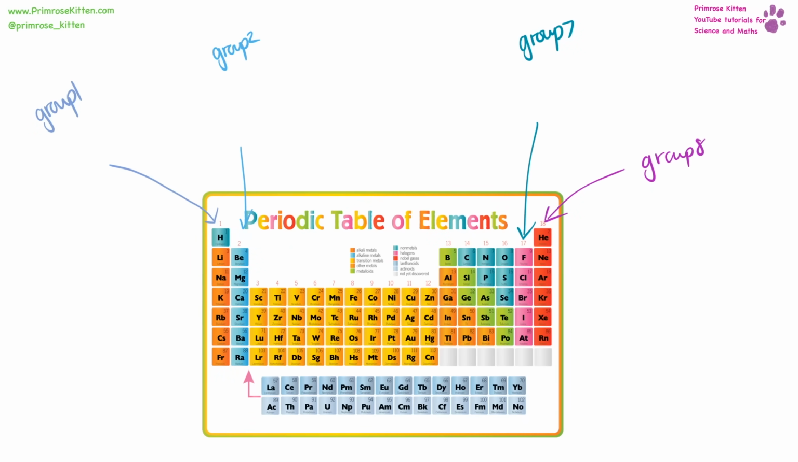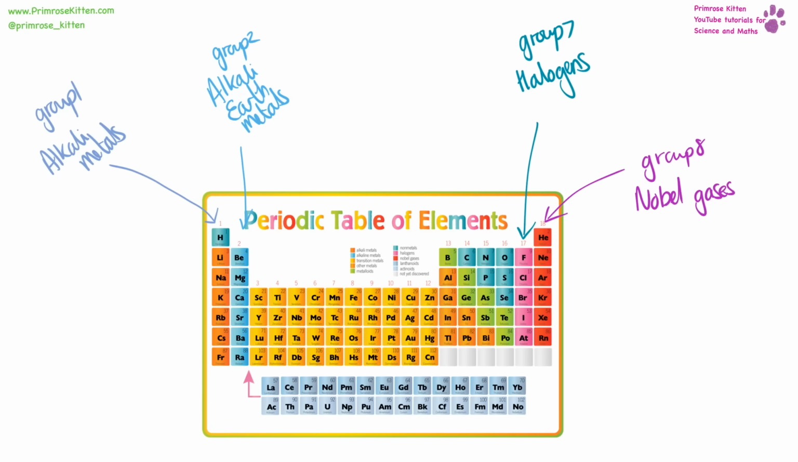This beautifully coloured periodic table shows lots of different groups, lots of different categories on the periodic table. Group number 1 are also known as alkali metals. Group number 2 are the alkaline earth metals. Group 7 are the halogens. And group 8 are the noble gases. The big chunk in the middle are the transition metals.